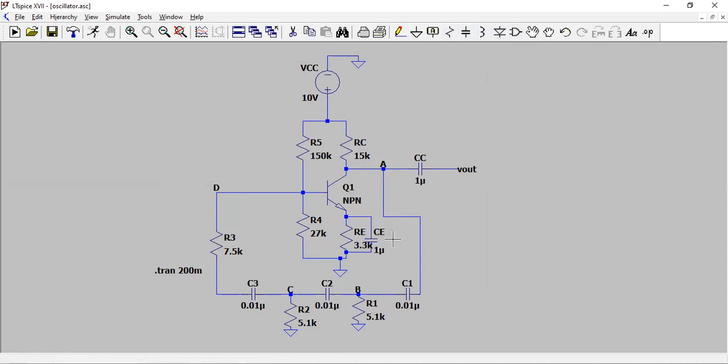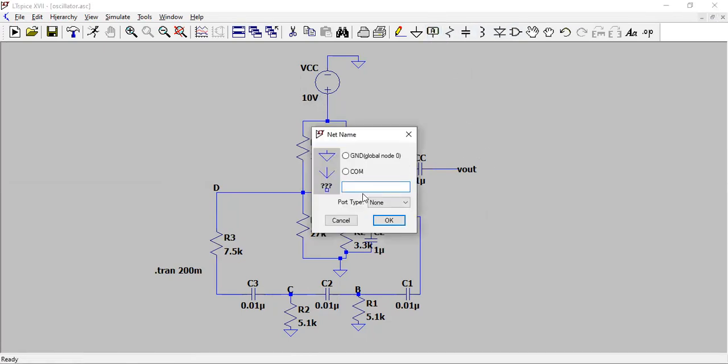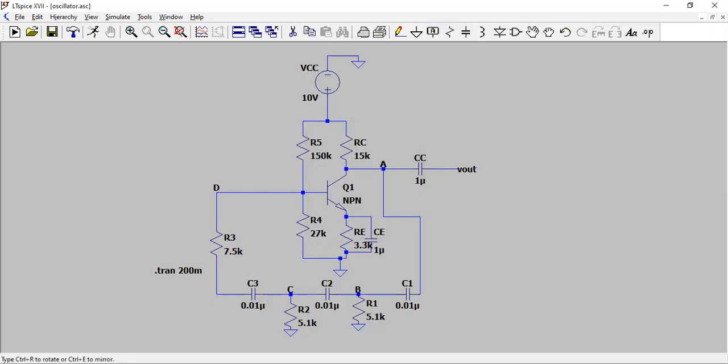These are RE, CE, RC, C1, C2, C3, with the values as given. VCC is equal to 10 volts. Then go to the node and name it A, and keep it there. Similarly, name the next nodes B, C, and so on.